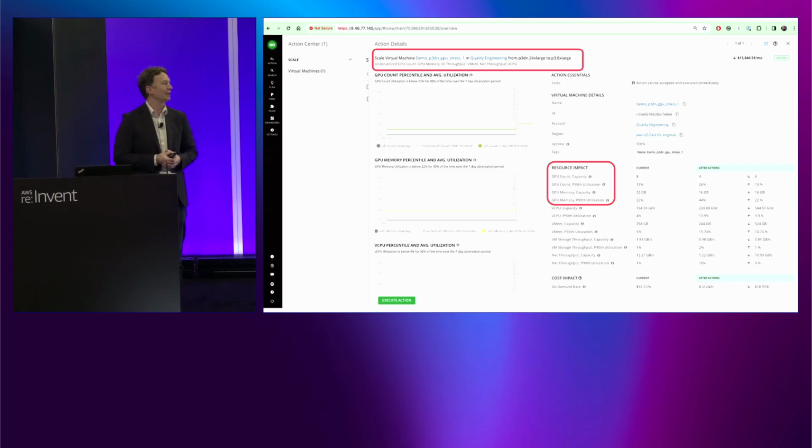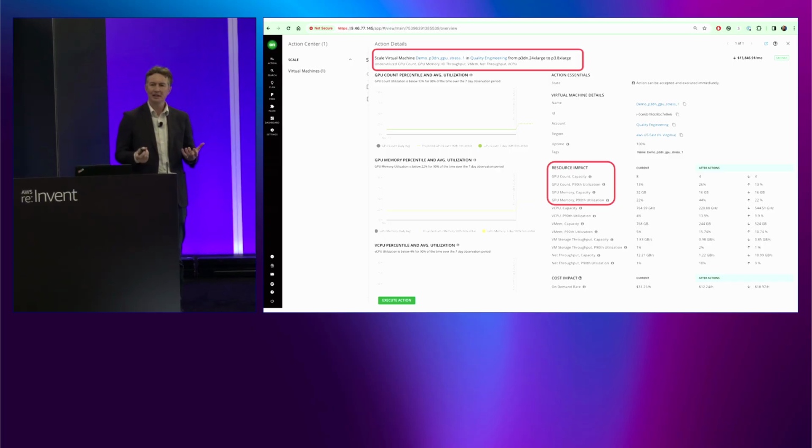And Turbonomic is recommending to take the current GPU count from 8 to 4, and predicting that this will lead from 13 to 26% utilization. That's a projection. And then on the memory, it's going from 32 to 16 gigabytes. And also predicting that the utilization will go up to 44% after taking this action. Again, very safe. You're not going to see a performance degradation. And then vCPU, it's around, I think, 13%. And then you see storage throughput, network throughput in a similar situation.